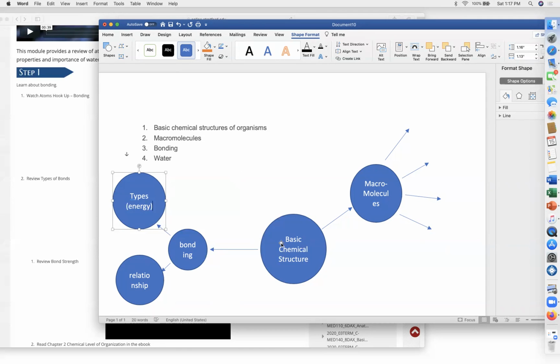You already know the center circle's basic chemical structure. To the right is macromolecules, and then in my mind's eye there are 4 of them, right? So then you're going to list down the 4 of them. And then on the left, it's bonding. What is bonding? And then there's a circle there that says relationship. And then the types with the word energy in parentheses. I didn't just memorize that. I just looked at it.